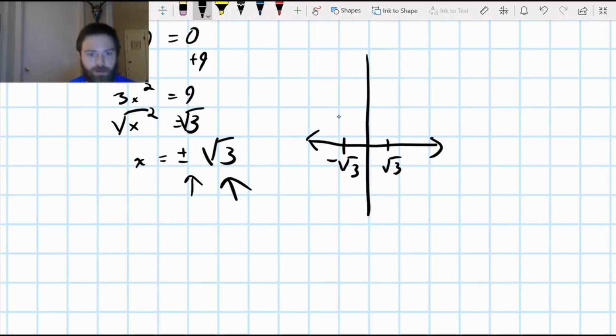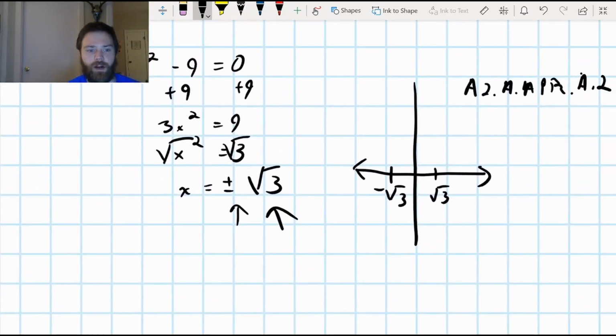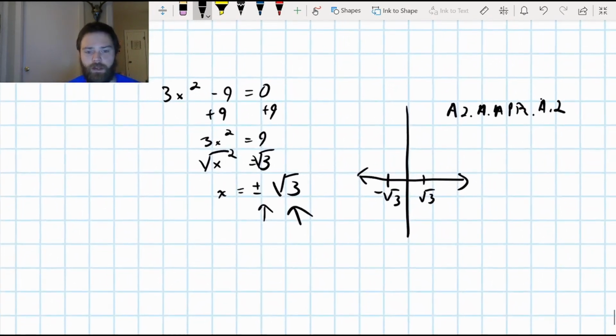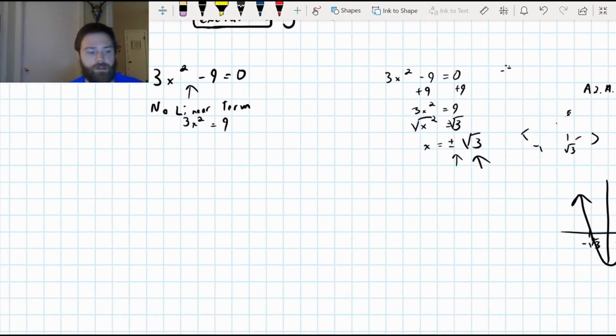So remember, don't forget that other standard. What was it? A2, APR. Starting to go off the page here. A.2, which was, okay, if I've got a quadratic, I can construct its rough graph if I have the A term and I have the solution. So the A term is positive, so that tells me it points upward. And then I have those two solutions, so it looks something like this. So let's do another one. So let's go back to this lesson.